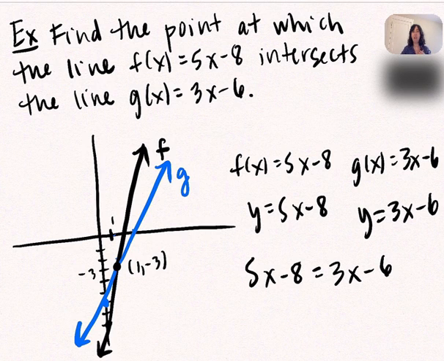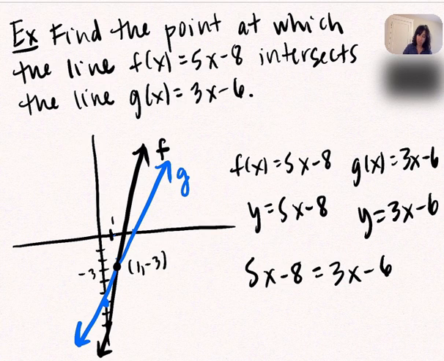And then I can solve for x. When I solve for x, it's going to give us exactly the x value where the graphs intersect. We want to know, where do these two lines touch each other? Where are they the same? If they're the same, then their y values are equal. In other words, 5x minus 8 is equal to 3x minus 6. So these graphs cross when 5x minus 8 equals 3x minus 6.